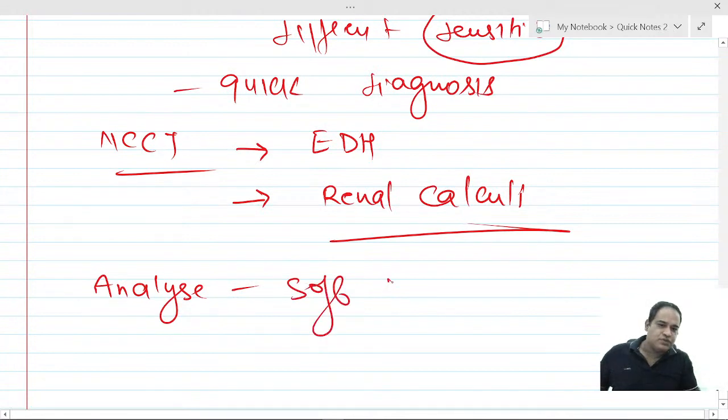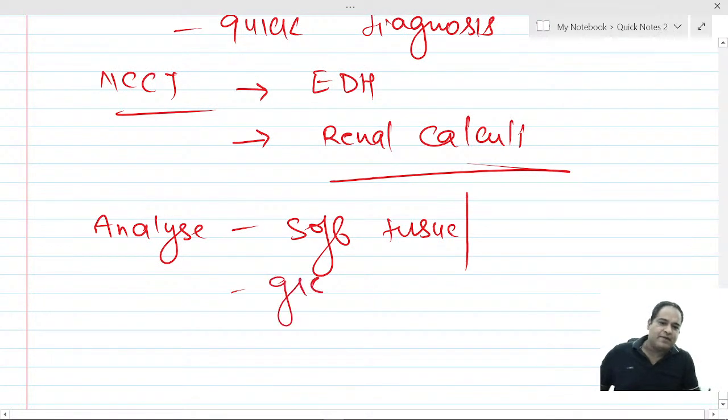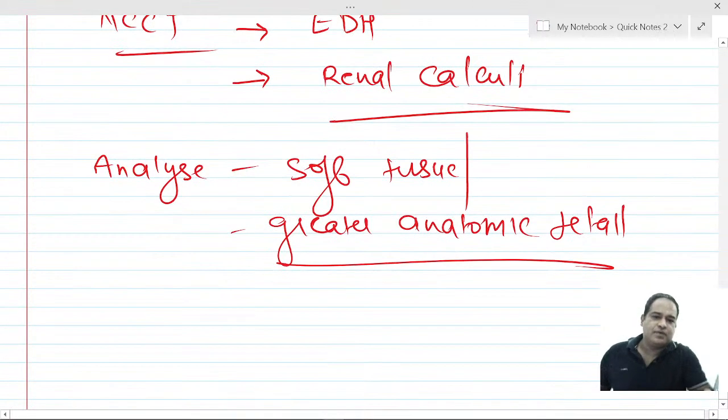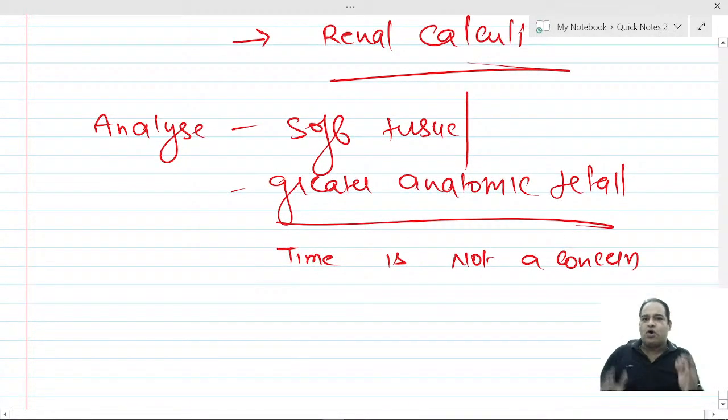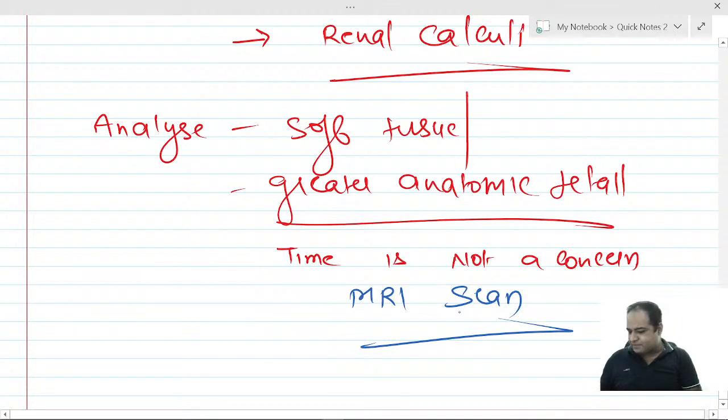Whenever you want to analyze soft tissue, whenever you want greater anatomical detail, and time is not a concern, that means you want definitive but some kind of delayed results. If they are okay, then you can go in for MRI scan. Fine. MRI scan.